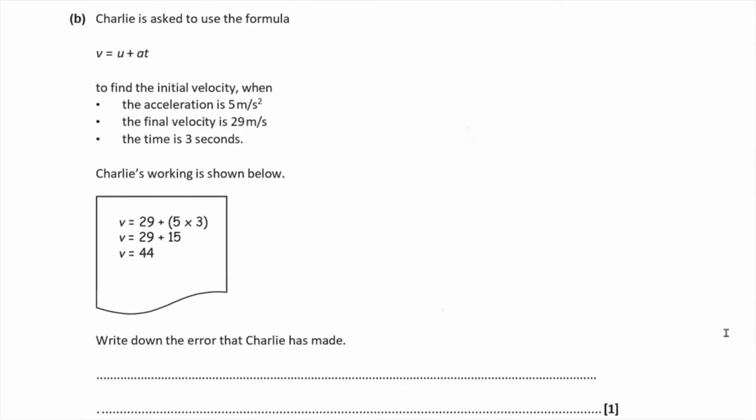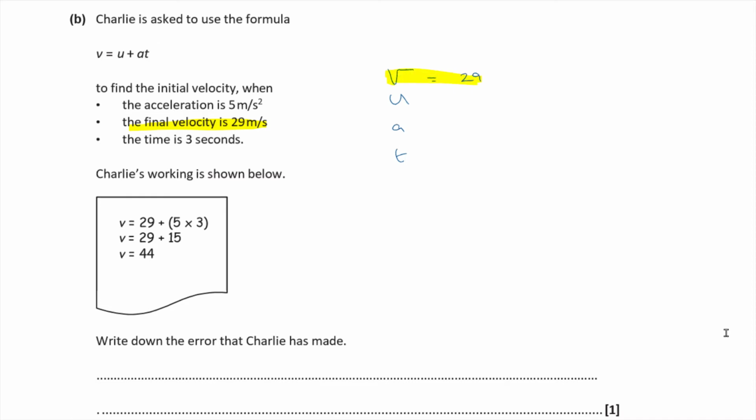Right, part B. Charlie is asked to use the formula v equals u plus at to find the initial velocity when the acceleration is 5, the final velocity is 29 and the time is 3. Okay, so we've got v, u, a, t. So v is the final velocity and we're told that is equal to 29. U is the initial velocity, and that is what we're trying to find.